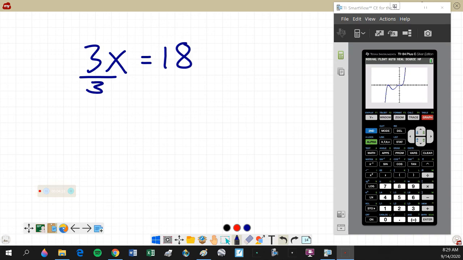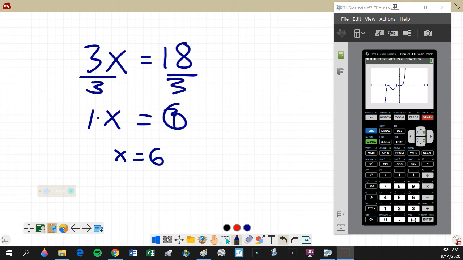What does that give me? 3 divided by 3 is 1. I thought I wanted to get rid of the number. Well, when you're dealing with addition and subtraction, 0 is nothing. But when you're dealing with multiplication and division, 1 is nothing, which is a little bit weird. We want to reduce the 3 to nothing, but in multiplication, nothing is a 1. So that's a 6. So I get x equals 6.